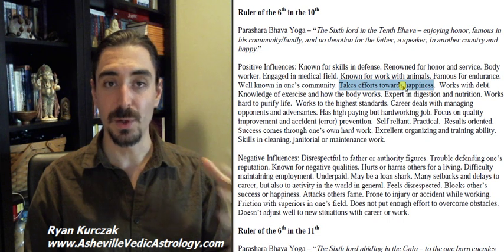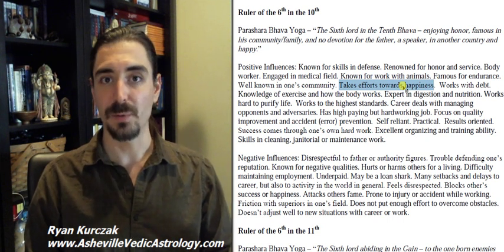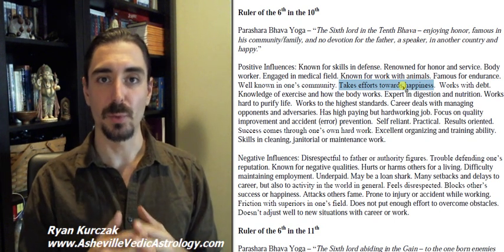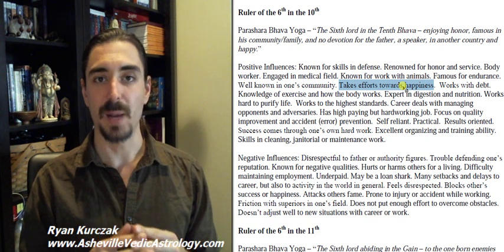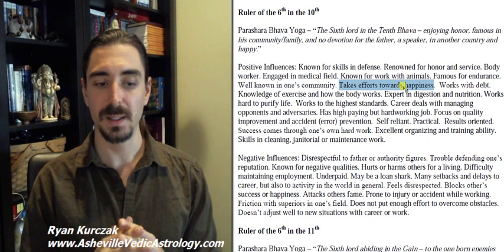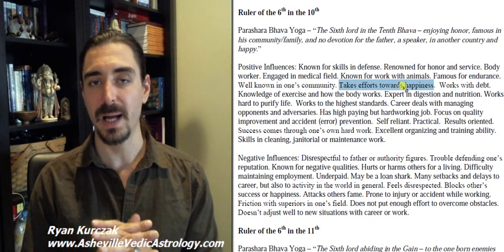If you're in good dignity and you have a great job and you make lots of money, well, your family feels better too. So think of it this way. The houses that a planet rules, that is the area of life that that planet is responsible for. If that planet is in good dignity, it takes care of those areas of life indicated by that particular house that it rules.